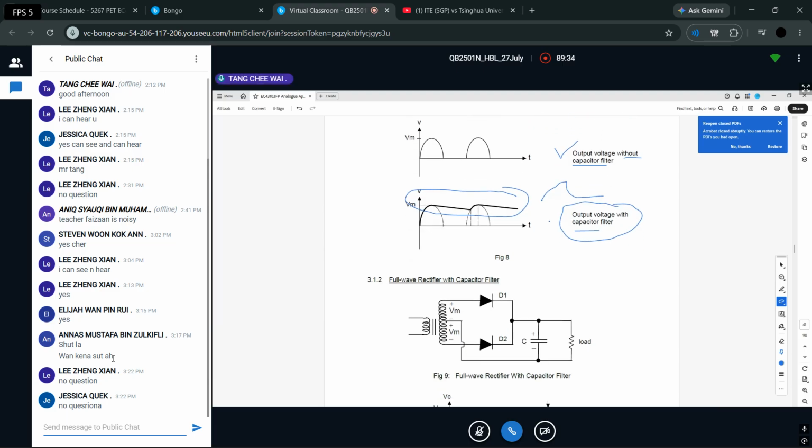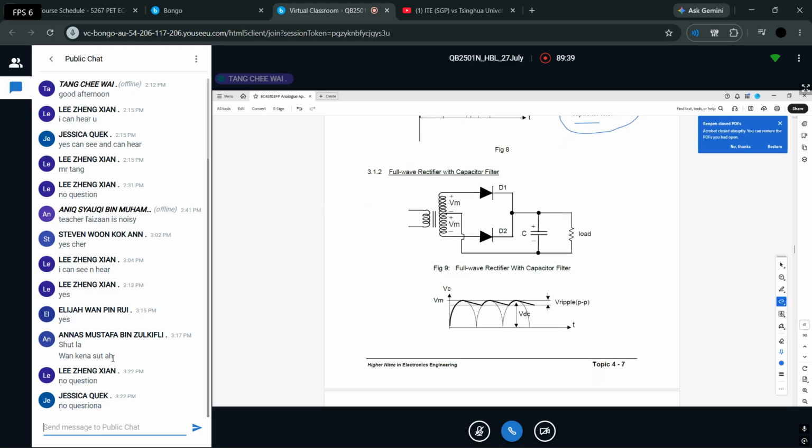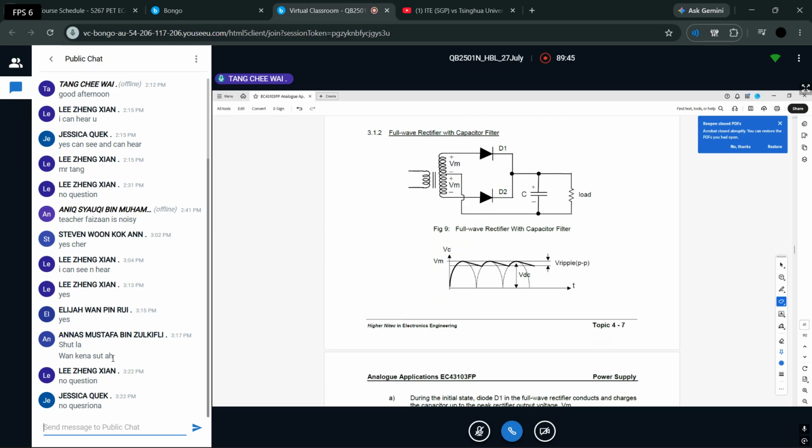Now, of course, look carefully, this is another circuit. They still call it a full wave, but now they add in a capacitor here. Remember, just now we stopped here and only had the rectified waveform, but it's not filtered yet. So now we add in a capacitor as a filter. After this filter, just like I mentioned with the earlier diagram, you will see something like this.